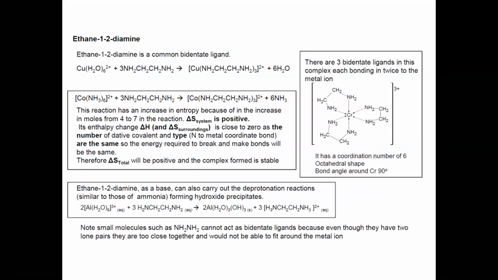Ethane-1,2-diamine is also known as a bidentate. Why do we call it bidentate? Bi means two. So you can see here, this is one molecule of ethane-1,2-diamine.